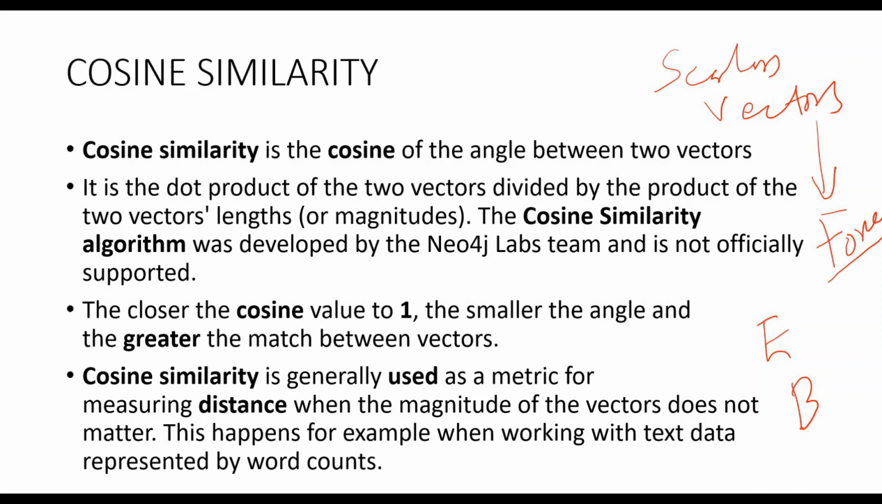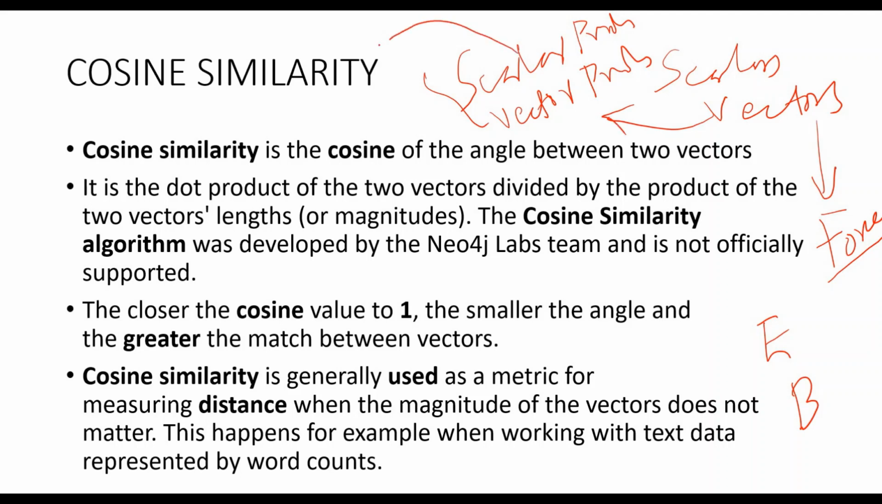For vector multiplication, there are two types of rules we follow. One is the scalar product and another one is the vector product. These two are for vector multiplication. The cosine similarity comes from the scalar product, so I will discuss how. The cosine similarity is defined from the scalar product of vectors. I am not discussing the vector product here.